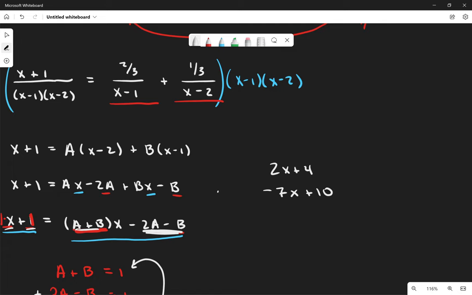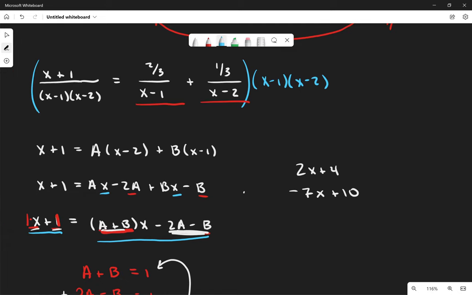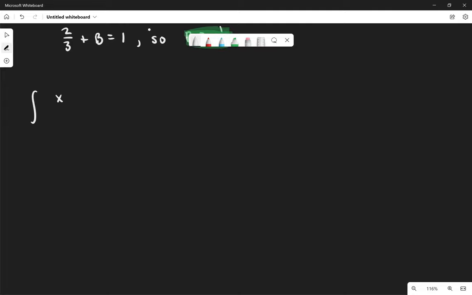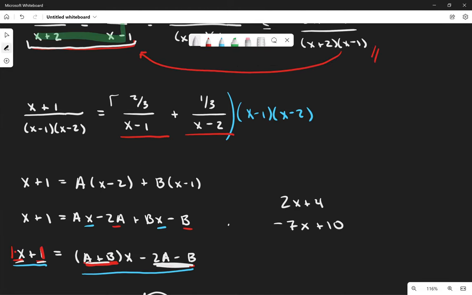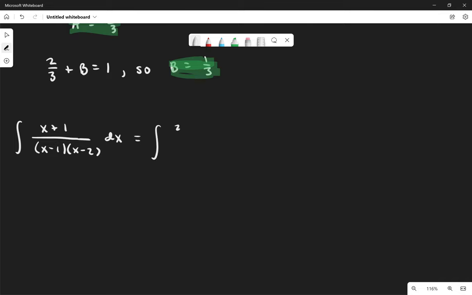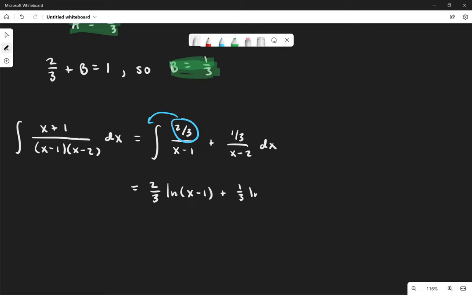So, in other words, what is this good for? Well, if I give you this big nasty fraction as an integral, x plus 1 over x minus 1, x minus 2. Well, if I've done partial fractions on it, which is what I just did, these are really, really easy integrals. I can just rewrite it as 2/3 over x minus 1 plus 1/3 over x minus 2. And there it is. How do I do these integrals? Well, these are just constants being multiplied. I can throw them out. And 1 over x minus 1 just is a log. So that's going to be 2/3 ln of x minus 1 plus 1/3 ln of x minus 2.